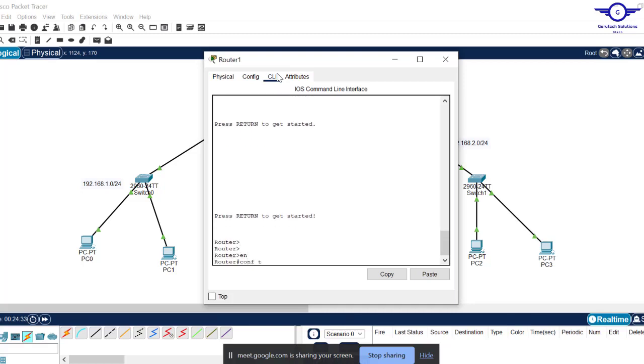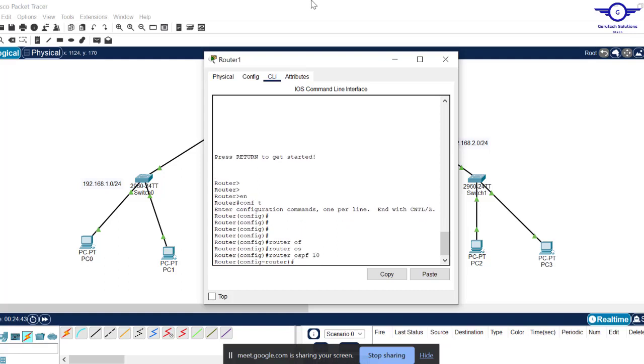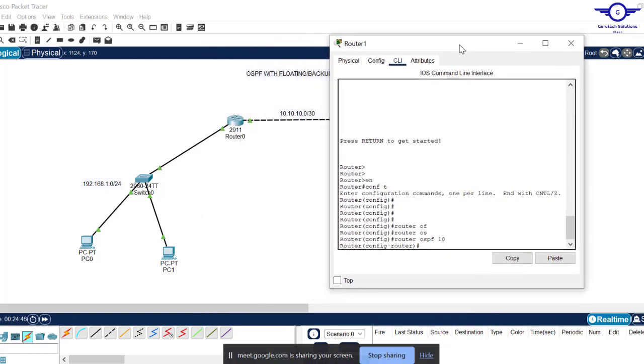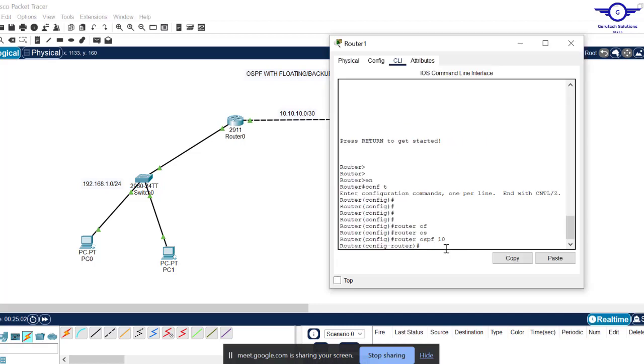Enable, configure terminal. So the first step, just make the router aware that it's using OSPF as the routing protocol with the process ID of 10. Make sure at this level that you configure similar parameters on these two routers. If you're using a process ID of 10 on this side, make sure you configure the process ID on this side also as 10 at this level.